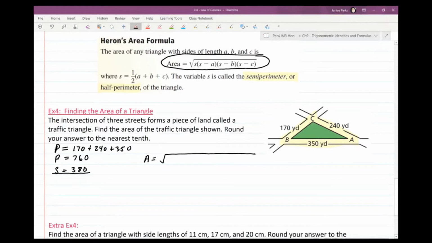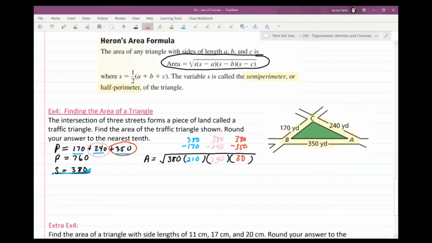We're going to have 380 times 3 values, and those 3 values are basically 380 minus each of the sides. So it'll be 380 minus 170, which is the first side. It'll be 380 minus 240, which is the second side. And it will be 380 minus 350, which is the third side.